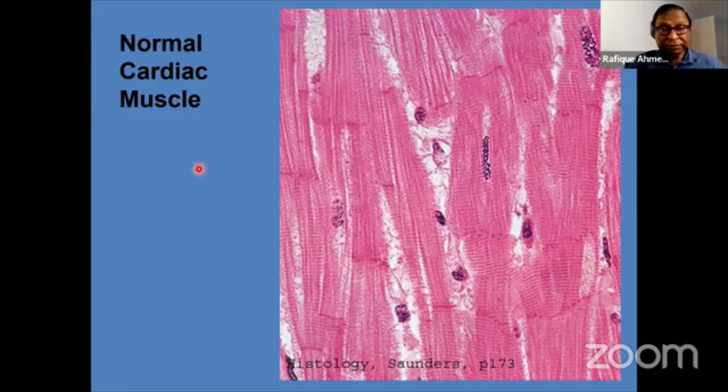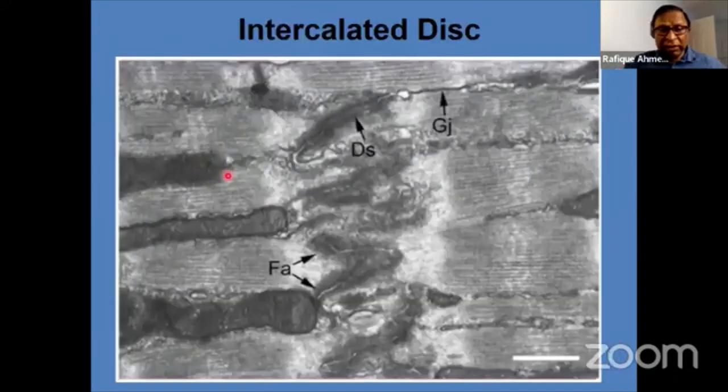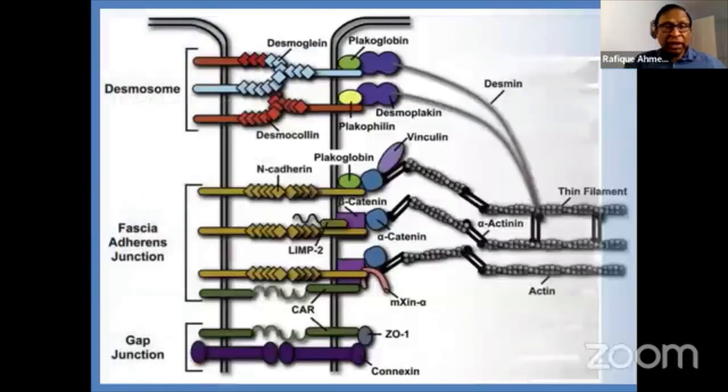So this is the intercalated disc. You see, this is the connection. You see an electron microscopic view. And if you look, this is one cell and the other cell, and they're connected by these proteins, desmoglein, glycophyllin, and these are important because we can have problems with these and cause different kinds of disease processes.